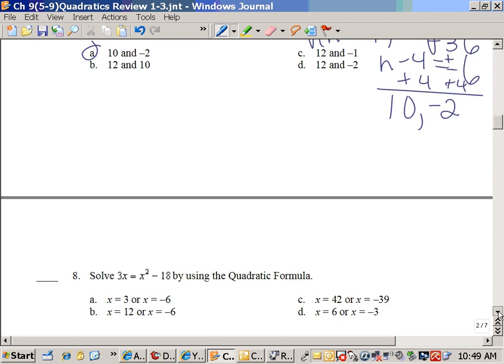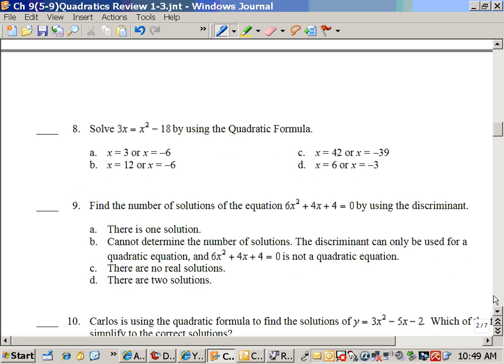Okay, now we're going to number 8, quadratic formula. I first need to rearrange it. So I've got x squared minus 3x minus 18 equals 0. Is there a method easier than quadratic formula? Factoring is way easier, but it told me the quadratic formula, so I have to. So my A is 1, B is -3, and C is -18.